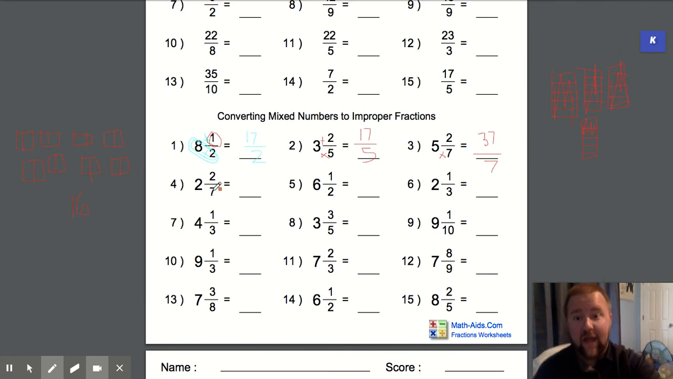So again, quickly this time, 2 times 7 is 14, plus 2 is 16, okay? And then the denominator is 7. All right, and then here, 6 times 2 is 12, plus 1 is 13. All right, and then the denominator is 2. And then 2 times 3 is 6, plus 1 is 7. And the denominator is 3.